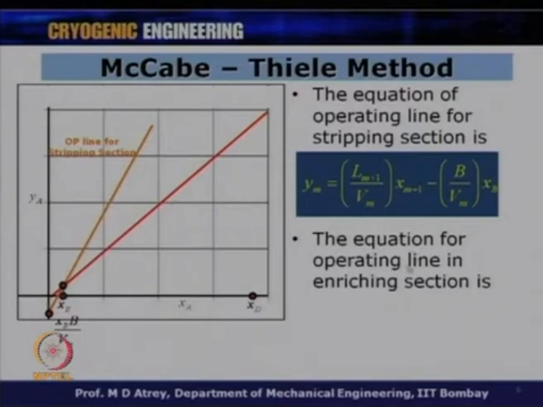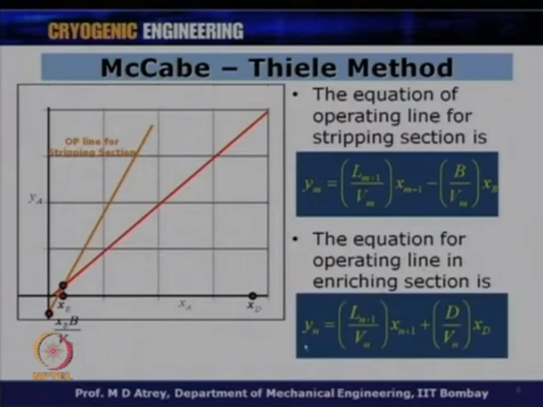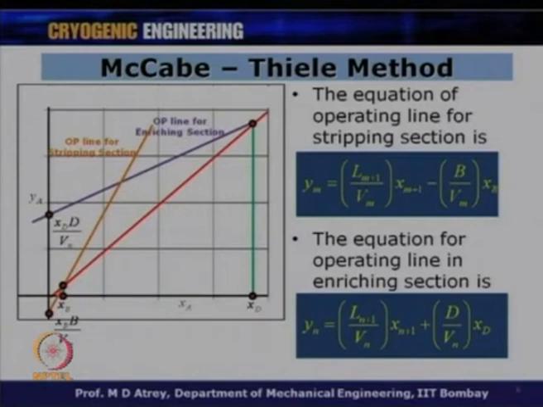The equation for the operating line in the enriching section is yn. So, m and n represent the stripping section and the enriching section respectively. So, yn is equal to Ln plus 1 by Vn, xn plus 1 plus D by Vn into xD. This equation represents the operating line for the enriching section, which is the top part of the distillation column. So, this is the operating line for the enriching section, and this is the operating line for the stripping section.